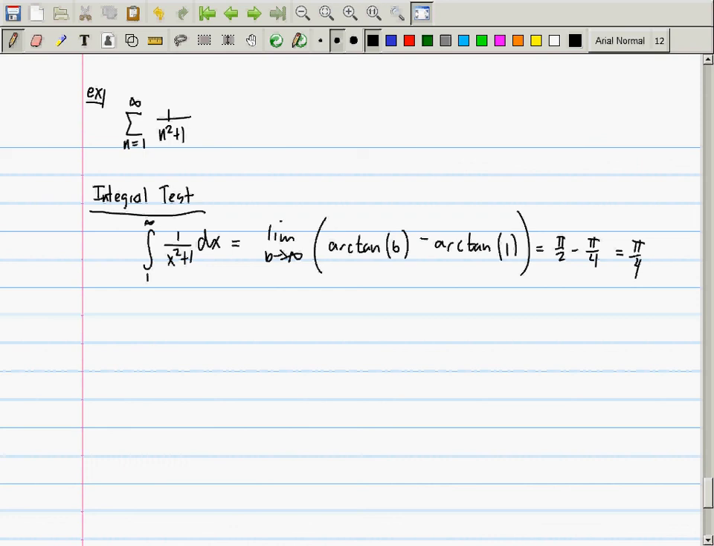So the original series does what? Converges, right? It converges. What does the original series converge to? Who knows, right? But you can still conclude that it converges. So we could have done the whole integral test and it would have taken us a lovely 10 minutes. It would have been great. Okay, but let's not do that. Let's use the direct comparison test.